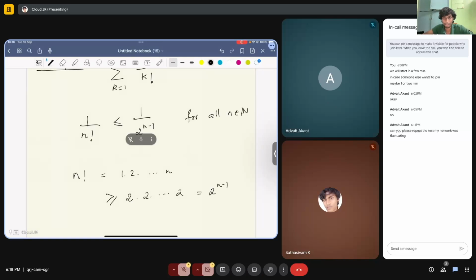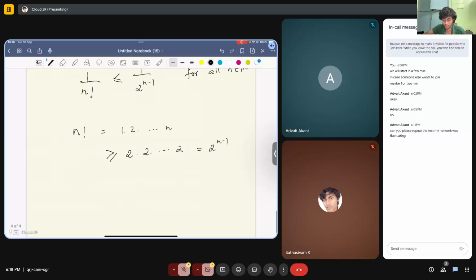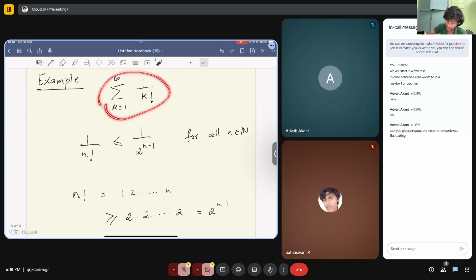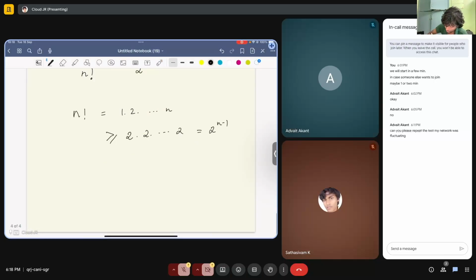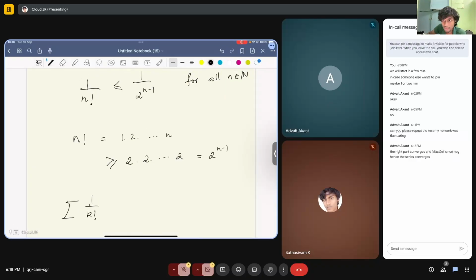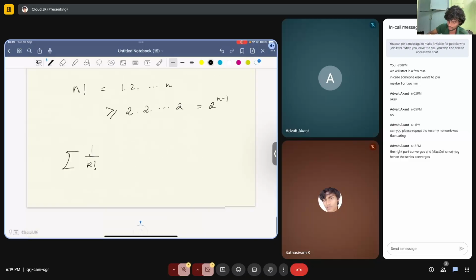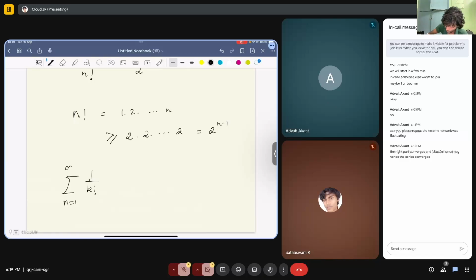Okay, now what is interesting about this inequality? So what we proved is that the series of 1 by k factorial is less than or equal to this series. Yes, exactly, we can use the limit comparison test and we can prove it. Yeah, you're right. So this is less than or equal to. Okay, why does this series converge?